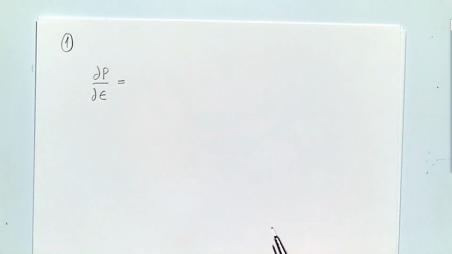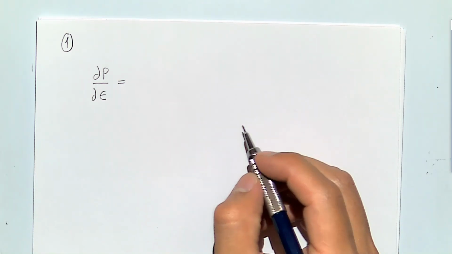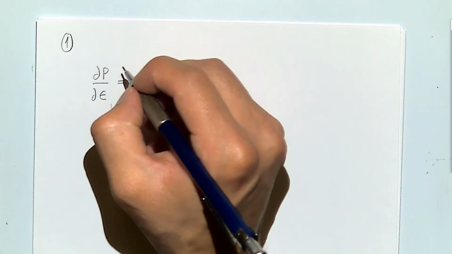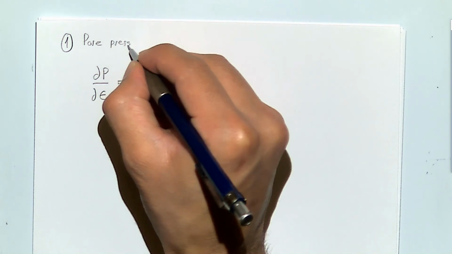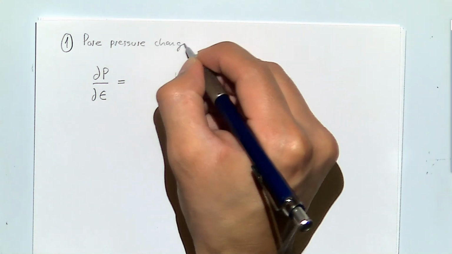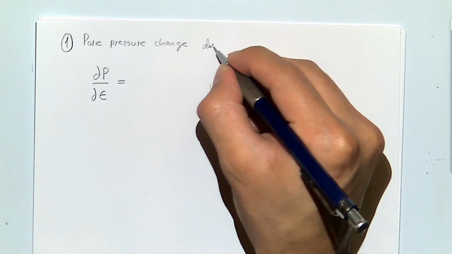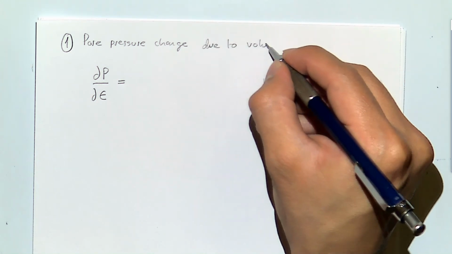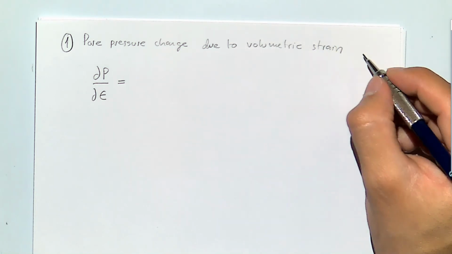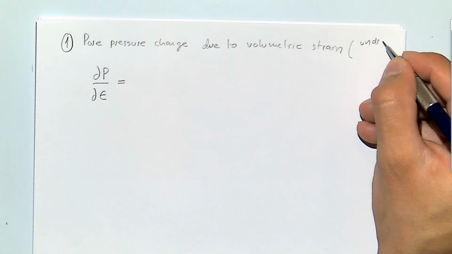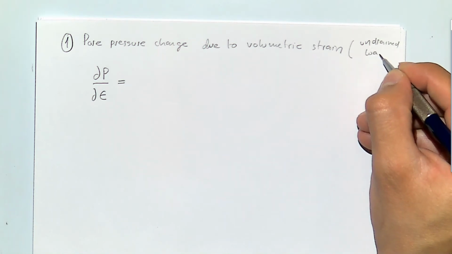So you have a rock, you strain it, let's say 1%, you compress it 1%, you want to know what is the pressure that's going to result from that compression under undrained conditions. So this is pore pressure change due to volumetric strain, and this is for undrained loading.